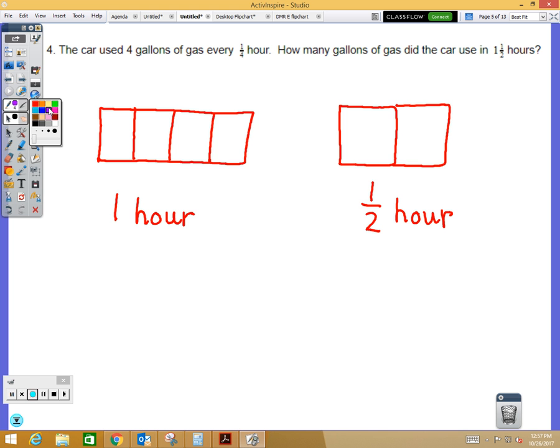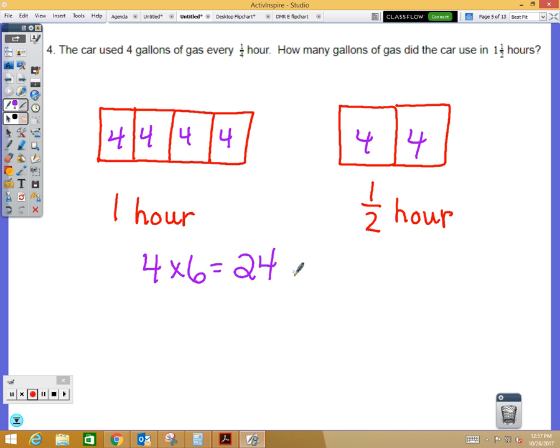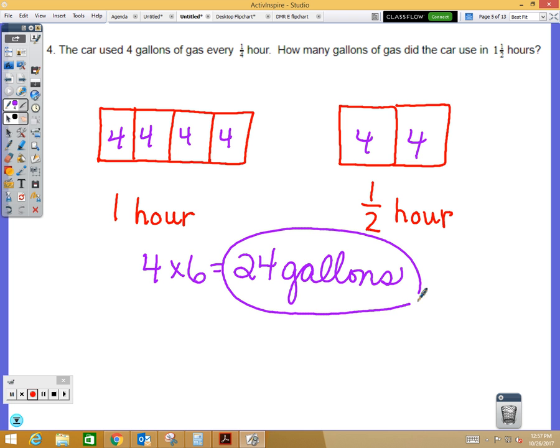So in each one of these pieces, what number should I write? The 4. 4 gallons, 4 gallons, 4 gallons, and so on. So instead of adding up all these 4s, it'd be easier to do 4 times 6, which is 24 what? Gallons. So you have to read carefully. You can't just say, oh, I want it for an hour. Every one of these is not for an hour. So read carefully.